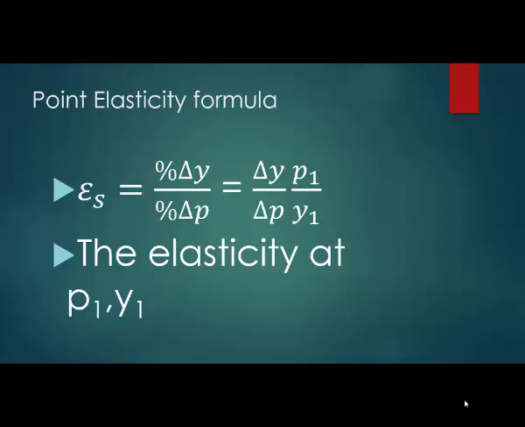Or we might express it, it's the same formula, just rearranged a little bit, as the change in Y divided by the change in P multiplied by P1 over Y1, where in this case the 1 represents our starting price and quantity pair. And that would give us the elasticity at a specific point at P1, Y1. That's why we call it the point elasticity formula.